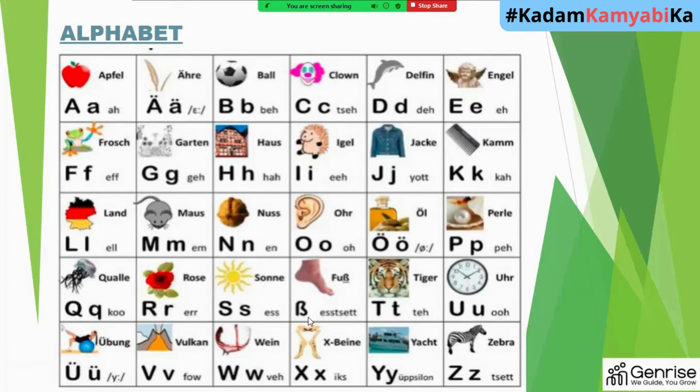Now this again, set sound, which is a beta sign. First, either you write F-U double S or F-U this special character. Both means the same, which will be post. Post is feet. Tiger is called as Tiger in German.